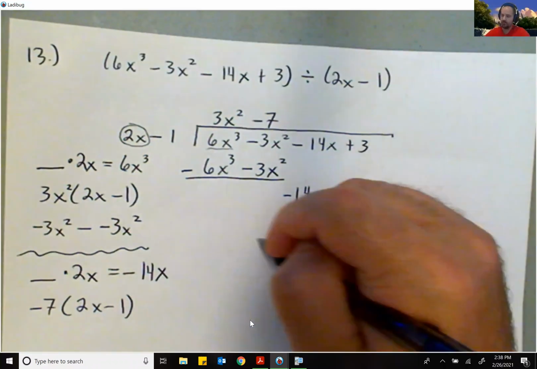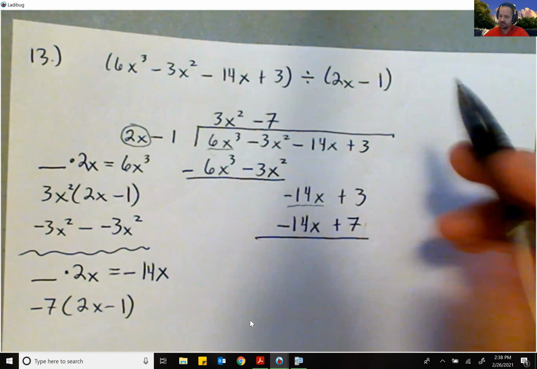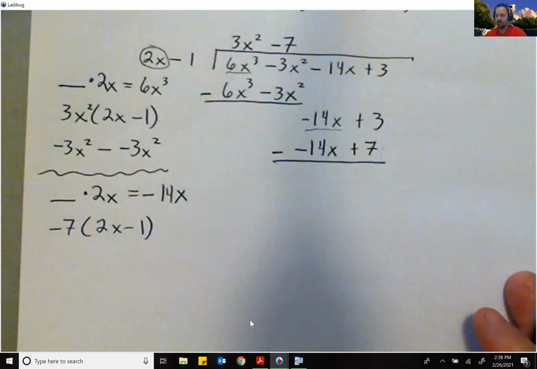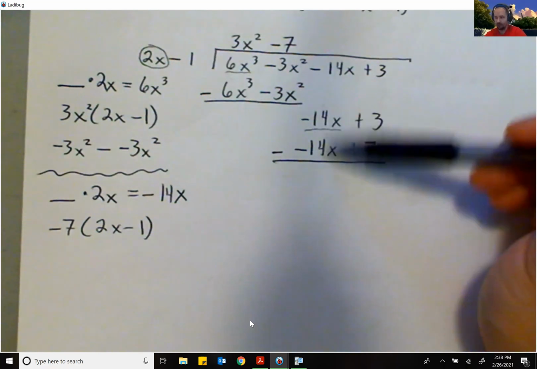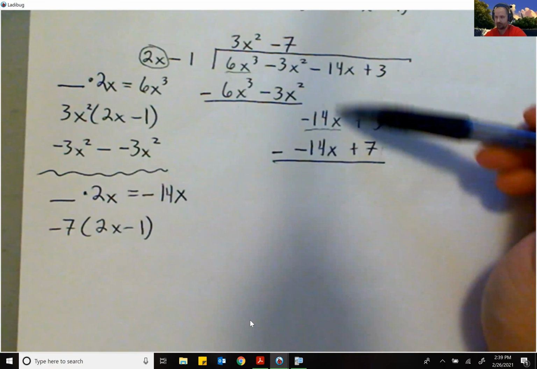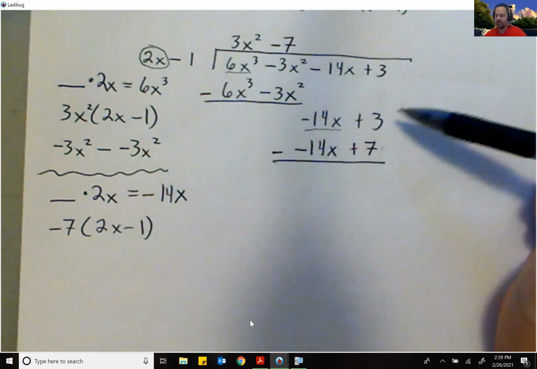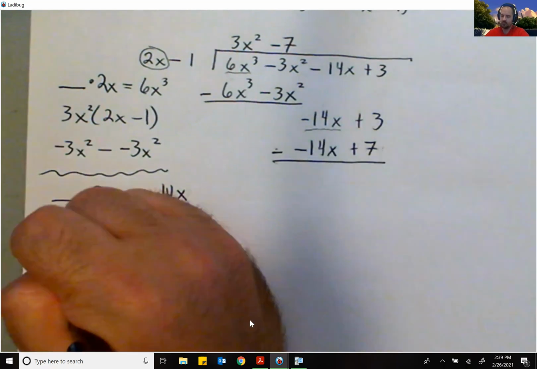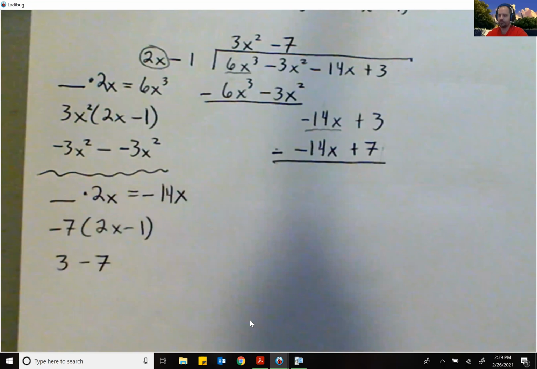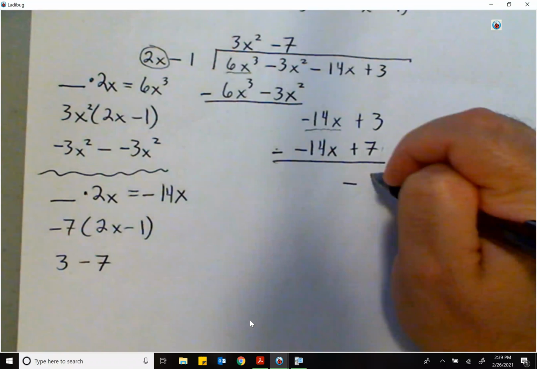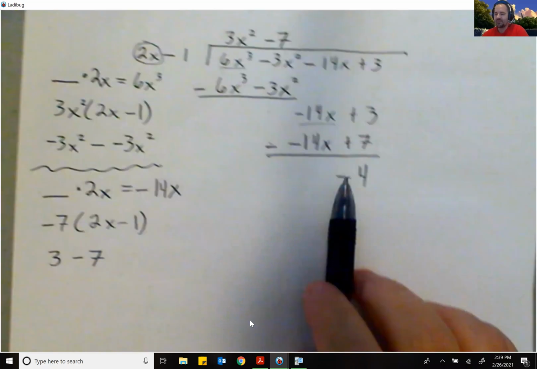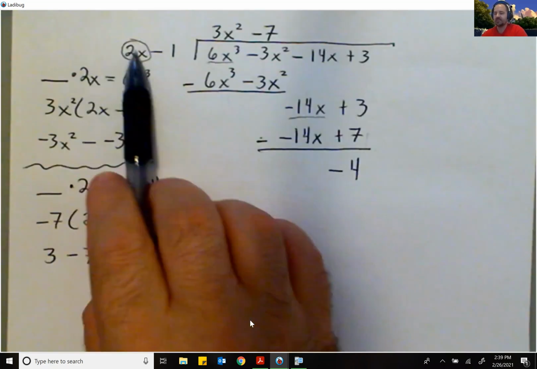And then what do we do now? Cross out. Subtract the negative. Bring down. So again, the x's cancel. We made sure we engineered it so that would happen. And over here, this is 3 minus 7. What is 3 minus 7? Negative 4. And we stop our division because there's nothing times 2x that will give us negative 4.